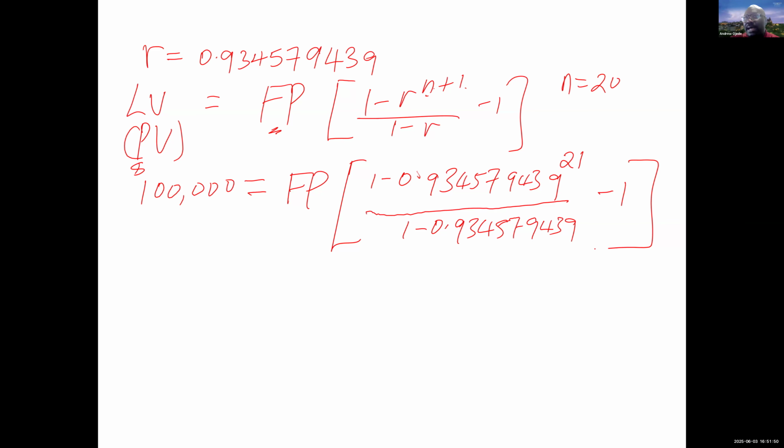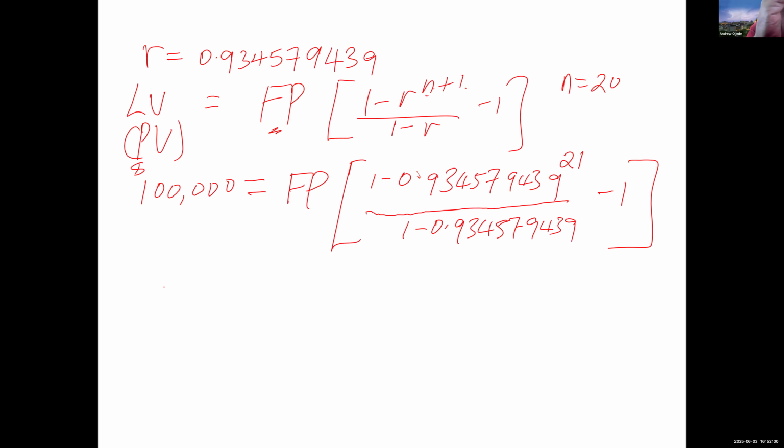Then subtract 1. The 1 is not part of the ratio, so I have to subtract 1. You guess what I get? So that basically means $100,000 is going to be equal to your fixed payment times whatever I found in the bracket here, which is 10.59401422.